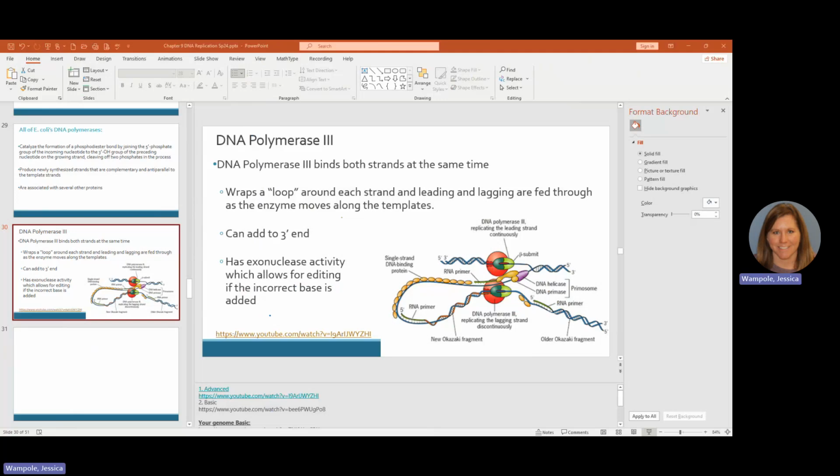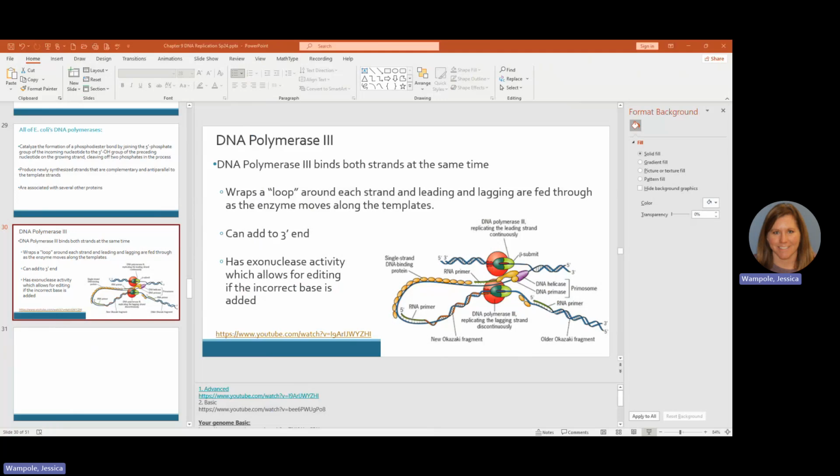And this is going to be built away from the replication fork, as helicase and polymerase open more double-stranded DNA. All right, so primase is going to come in, start adding primers, and on the lagging strand, continue to add primers as we open up more and more.